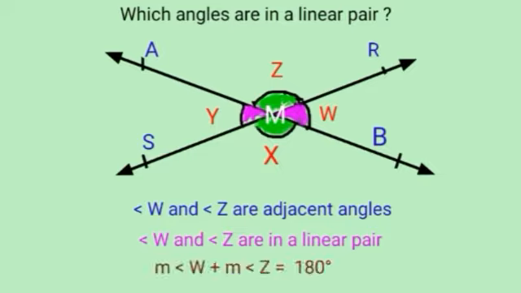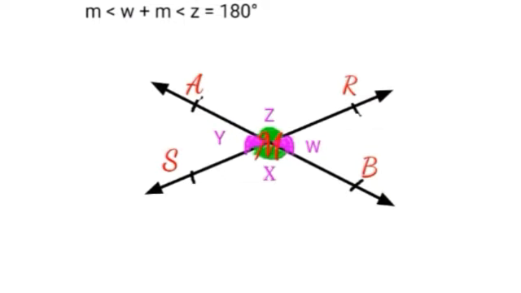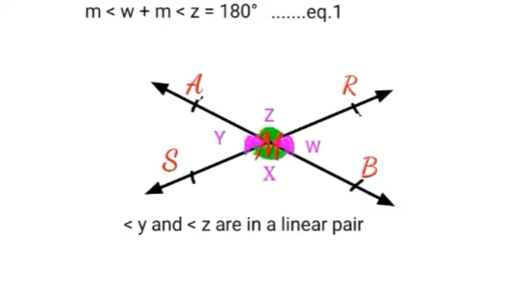So, measure of angle W plus measure of angle Z is equal to 180 degrees, because they are linear pair angles. Consider it as equation number 1. Angle Y and angle Z are in a linear pair, so they are also supplementary angles. So measure of angle Y plus measure of angle Z is equal to 180 degrees. That is equation number 2.